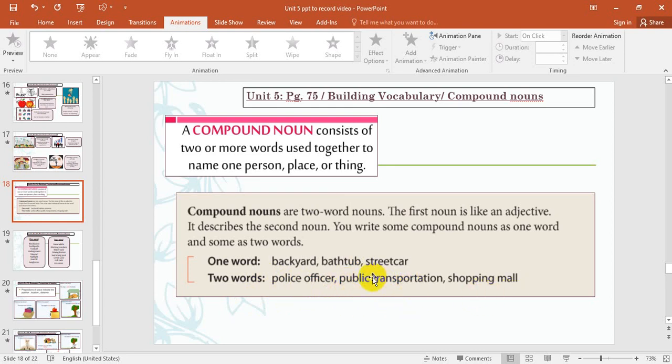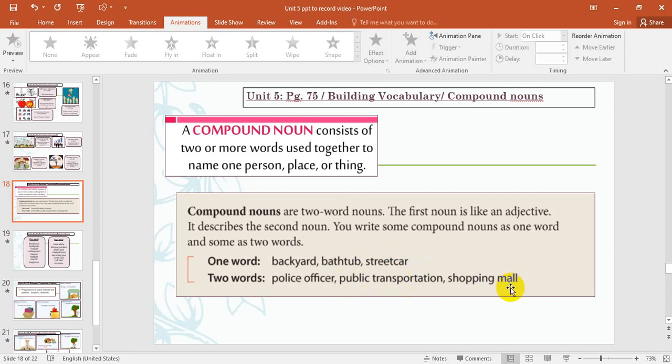Shopping mall. Now here, public is acting as an adjective and it is describing the transportation. If I say transportation only, then it is a kind of medium, like a car, a bike, a bus, a metro, an airplane, which we use to go from one place to another. It can be your own car if I say transportation. But if I say public transportation, then this is something which is given by the government, and it can be used by anyone in the country, in the city. This public transport describes this noun. It is used by people in the country.